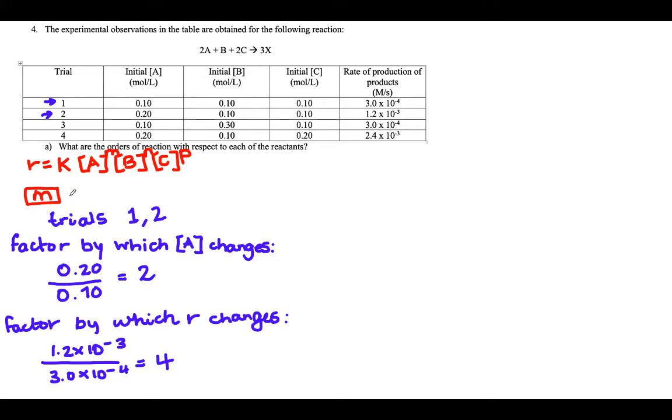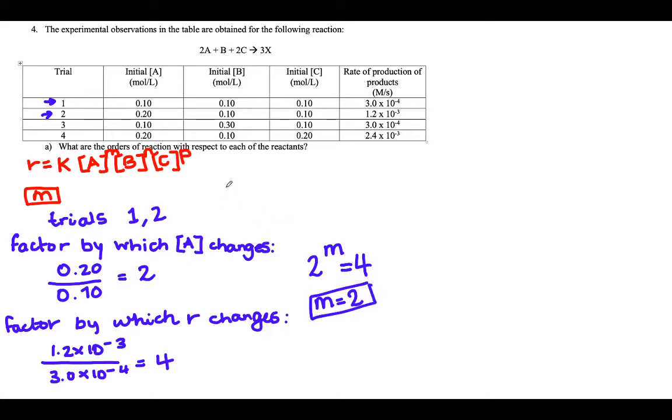Anyways, so in order for us to find M, we have to write the relationship between these two values. And that is this: 2 to the power of M is equal to 4. If we know this, we know that only one value can satisfy M, and that is 2, right? 2 to the power of 2 is equal to 4. So that tells me that M is equal to 2.